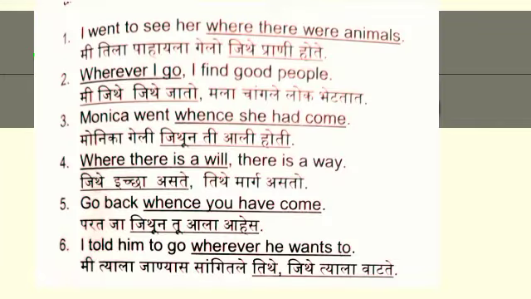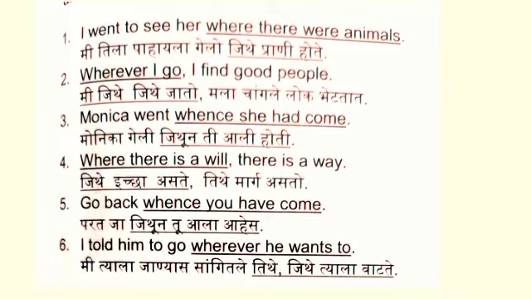I went to see her where there were animals. In the sentence, I went to see her where there were animals, where there were animals is the subordinate clause and it indicates the place of action, the action of going. So, where there were animals is an example of adverb clause of place.